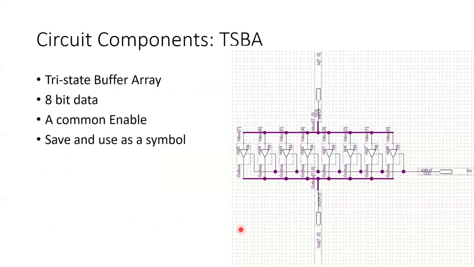Okay, let's move on. Now we have this TSBA, which we already are familiar with. We constructed this in lab 5. We are going to use the tri-state buffers to create an array of 8 tri-state buffers, which will have a common enable, and that will allow the flow of data from input to output if the enable is on, right? Now we'll again create this circuit, save that as a symbol, and use that as our TSBA.